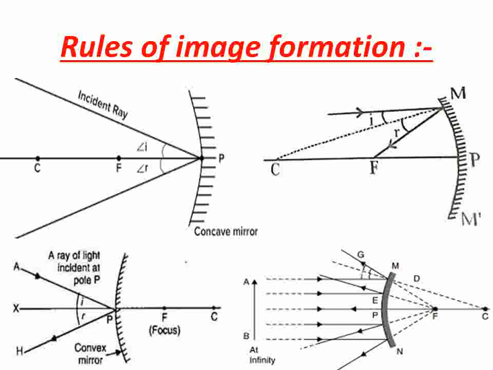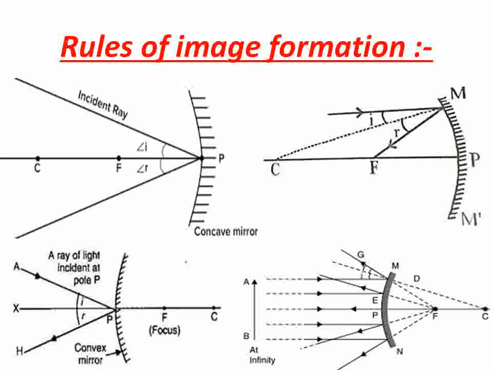In the third figure at the bottom, a ray of light is incident at pole P, and the angle of incidence is equal to the angle of reflection in the case of a convex mirror. That is, the laws of reflection hold on a reflecting surface, whether it is convex, concave, or a plane mirror. In figure 4, the object is placed at infinity.